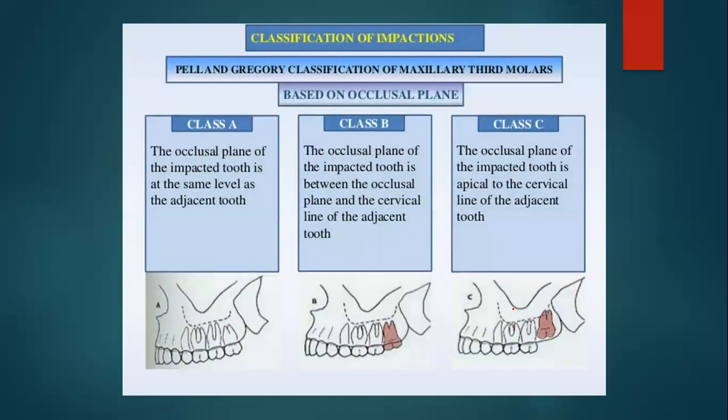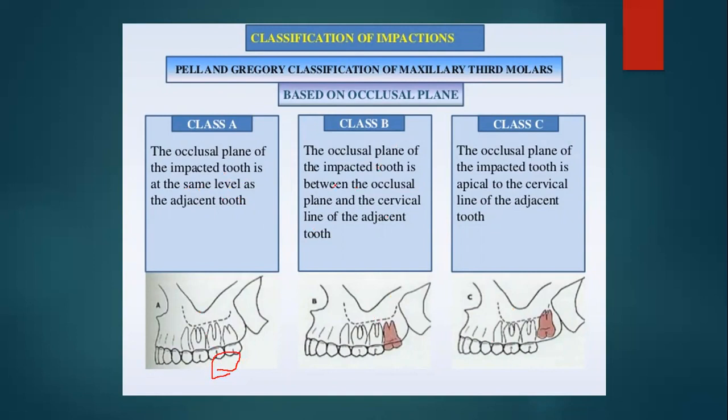Then we have the classification of maxillary third molar based on occlusal plane. Then there is the same class A, class B, and class C. In class A, the occlusal plane of the impacted tooth is on the same level as the adjacent tooth, as I told you. Both the impacted tooth and the second molar tooth are on the same level.